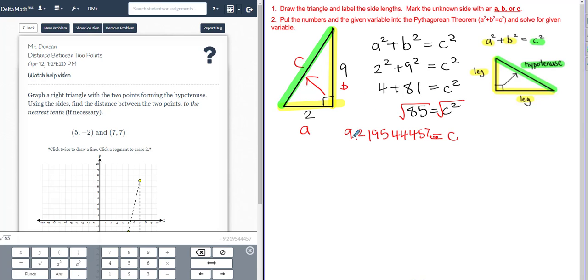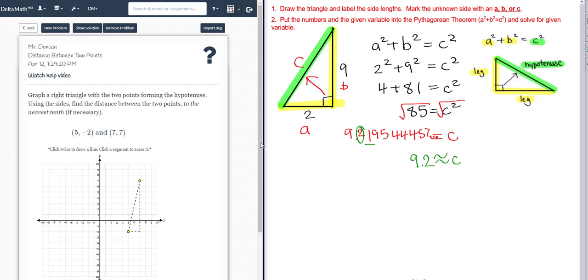That's all to set it up just to say that we're going to go ahead and round to the nearest tenth, which is where the 2 is. So if I look to the right, that's a 1. That rounds down. So it's going to be 9.2 is approximately equal to C.